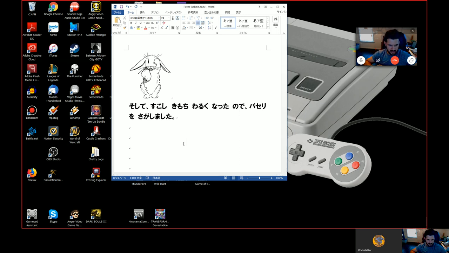Soshite skoshi kimochi waruku natta. Kimochi waruku natta node. Kimochi waruku natta. Hai.